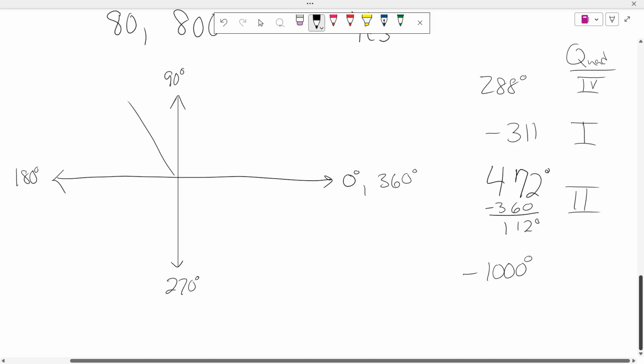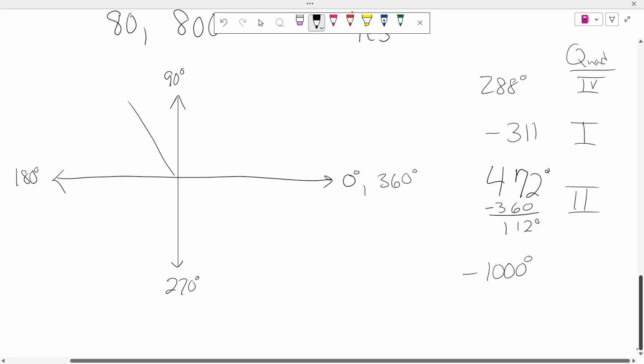Negative 1,000 degrees. Where in the heck would that one be? Shannon is just waiting for Mr. Bierschbach to answer because she doesn't want to do that much math.